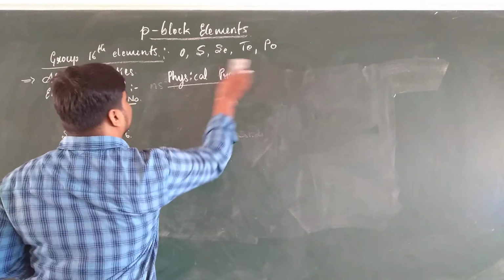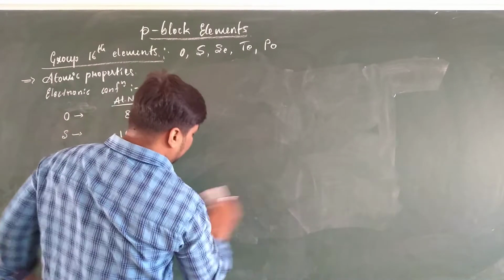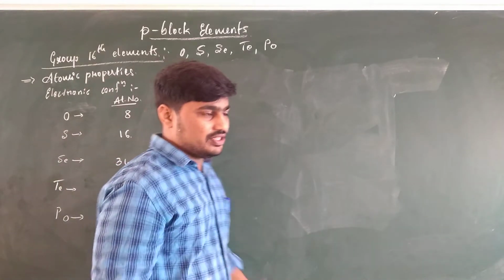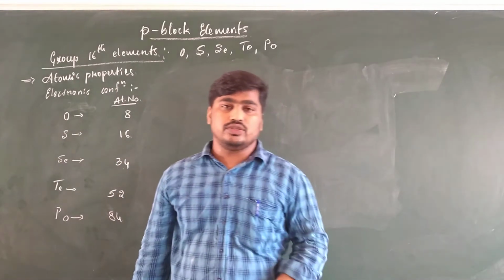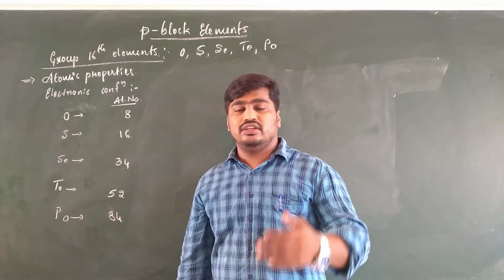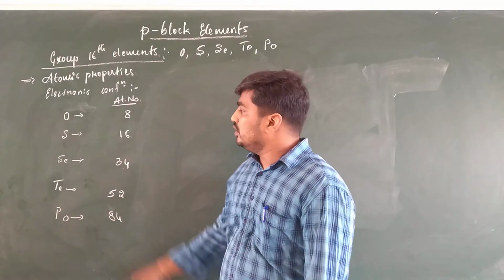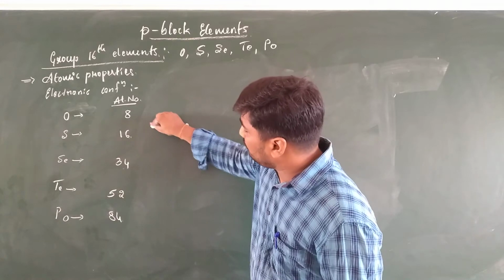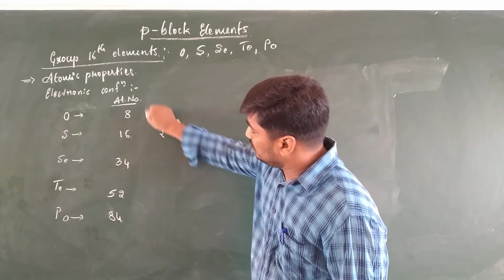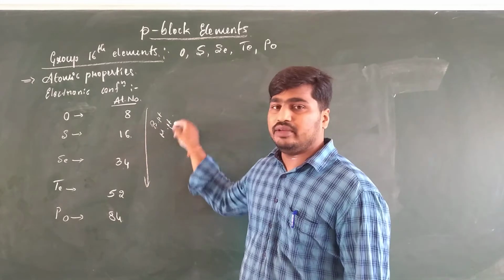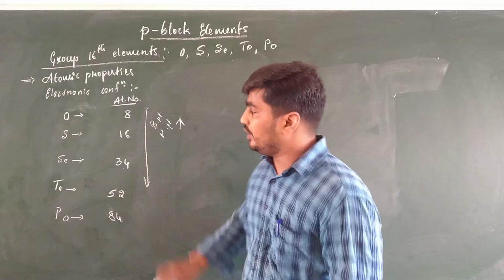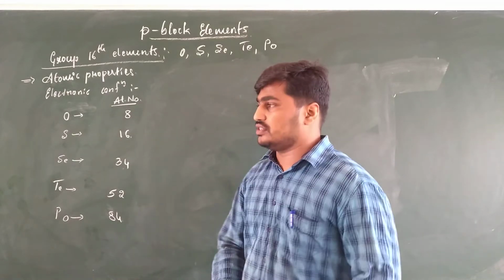Under the physical properties, melting point and boiling point also. Oxygen shows lesser boiling and melting points. Down the group, boiling point as well as melting point increases.